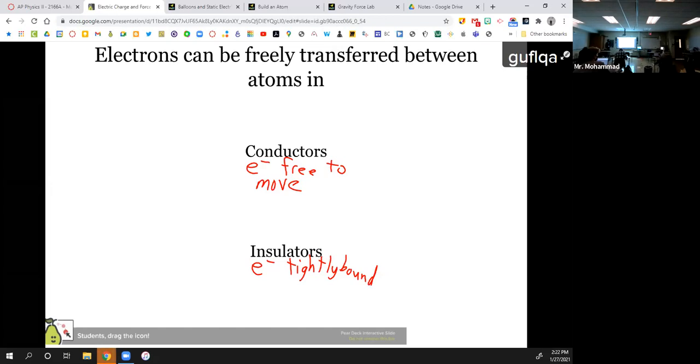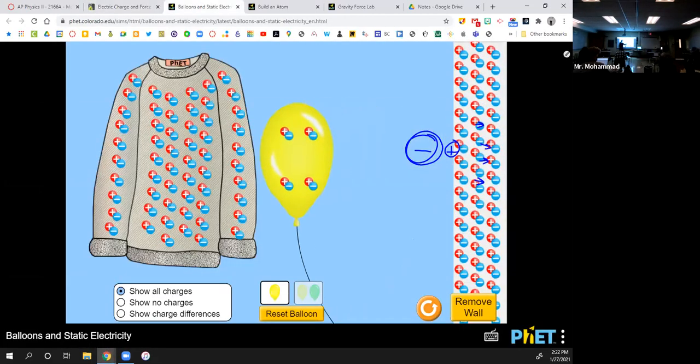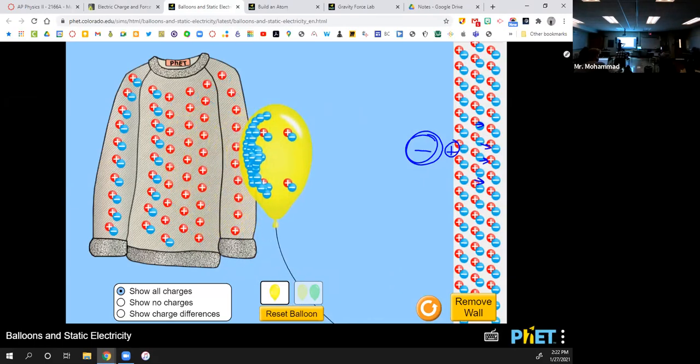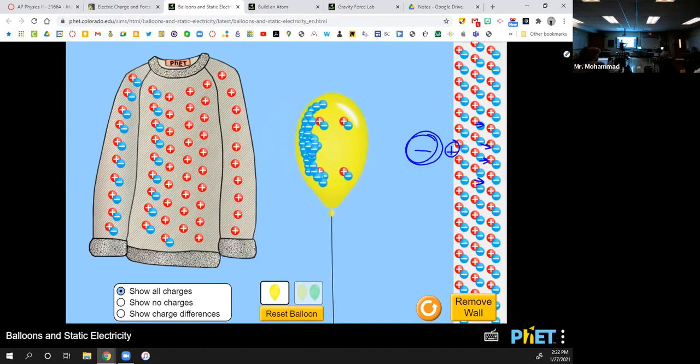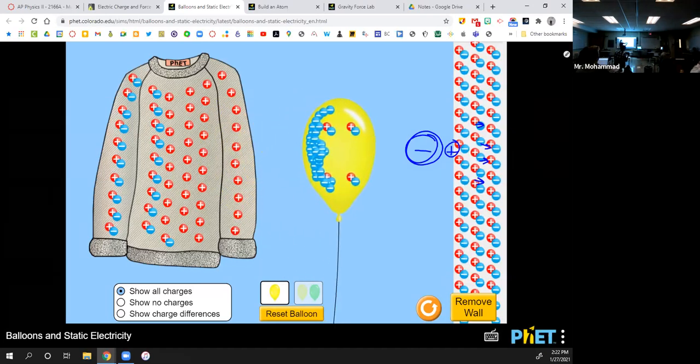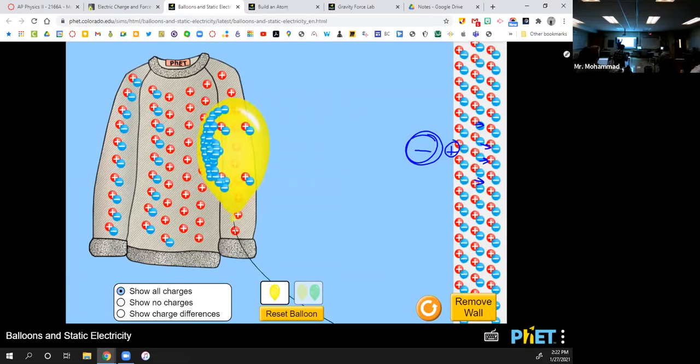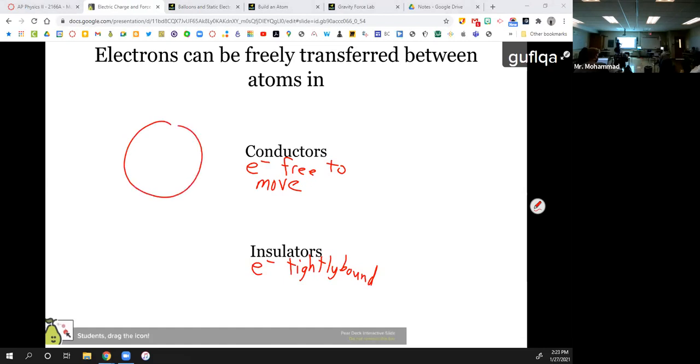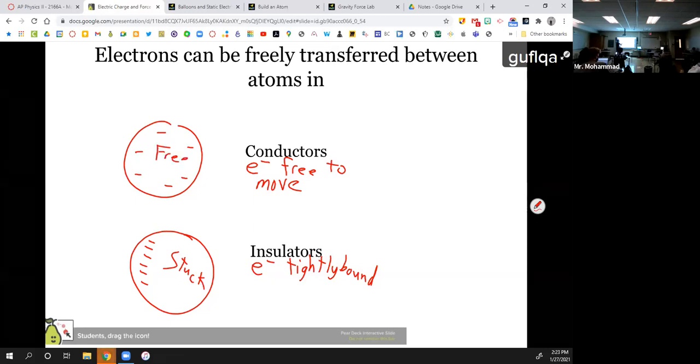Yes, by rubbing, we can strip some, but once they're taken off, they're going to want to stay where they are. So if I reset this again, I can rub these together to strip some electrons, but in the balloon, they're not going to freely flow to distribute themselves. As opposed to in a conductor, if they were free to move, these electrons would not want to stay all bunched together. So in a conductor, if I had an excess of electrons, they want to freely distribute all over because they can. In an insulator, they're kind of stuck where they are. They aren't free to move. In a conductor, they're free to distribute all around.